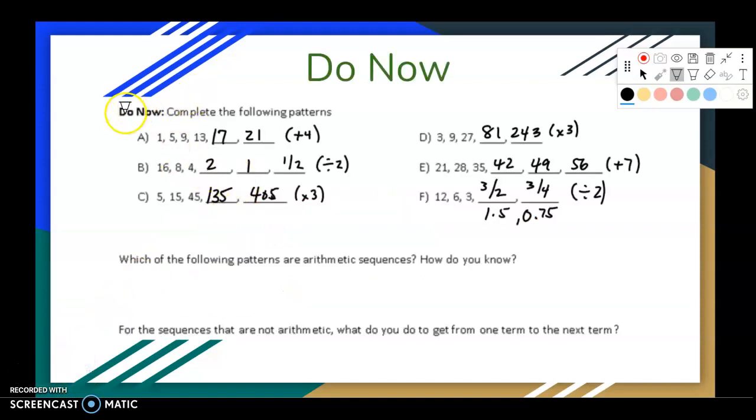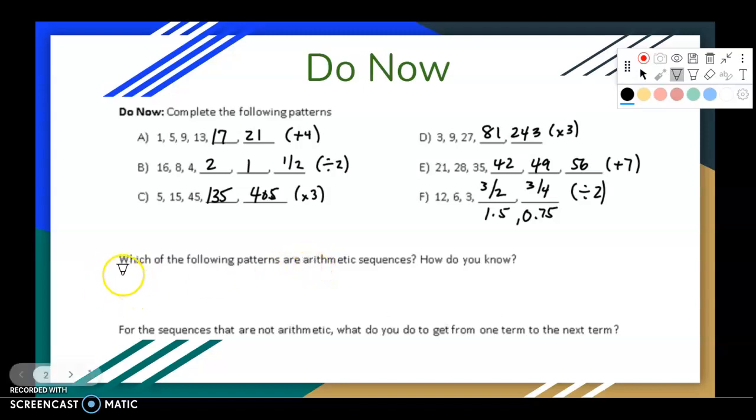All right, so here's the problems that I asked you to complete. If you take a look, here are your answers, as well as the patterns that I used to get each of the remaining values. So you can take a look at those, make sure you have them correct. And then if we look down at the couple of questions down here, it wants to know which of the following patterns are arithmetic sequences.